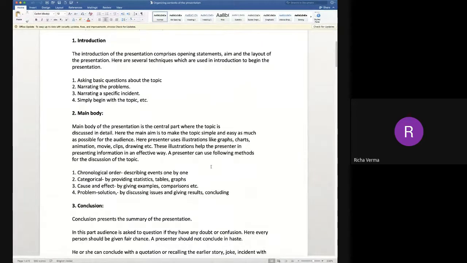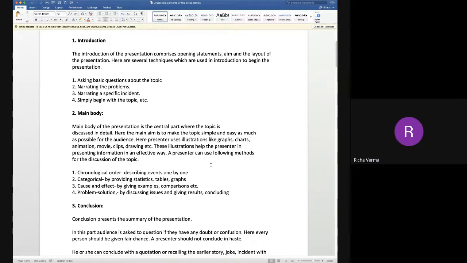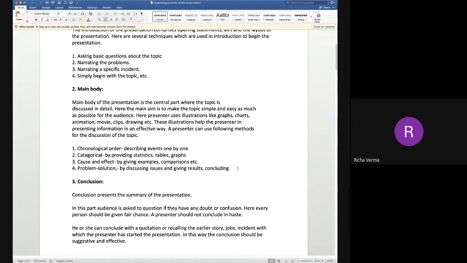Okay, so these types of illustrations generally help the presenter to present and also help the audience to understand in a more proper way. Okay, so all the slides should be supported by some kind of diagram or illustrations. It could be any kind of graph, chart, or diagram which you feel like. Okay, so the presenter can use the following methods for the discussion. There are again 4 methods which have been explained here, on how to come up with the main body.